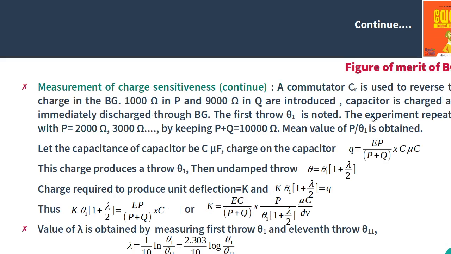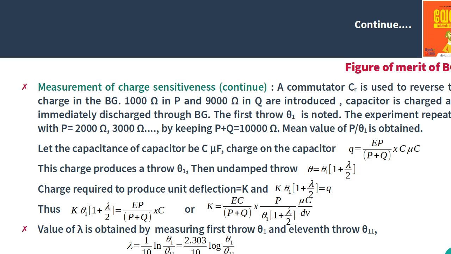That throw we can call theta 1. The first throw theta 1 is noted. And we will also note theta 11, because theta 11 is needed for finding the logarithmic decrement. So what we are doing is taking 1000 ohm in P and 9000 ohm in Q, and we will start with that first. We will set up a potential difference across P. That is used to charge the capacitor. Immediately after charging, we will discharge it through the BG. Then we will note the first throw theta 1 and theta 11 also.